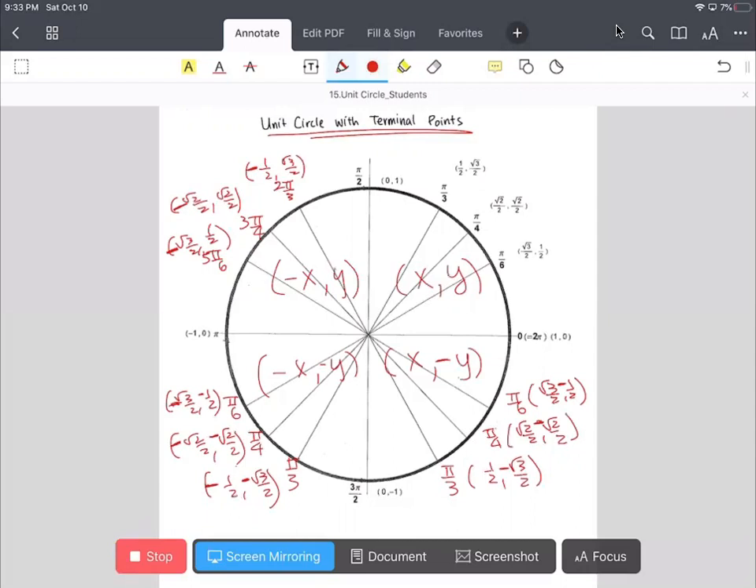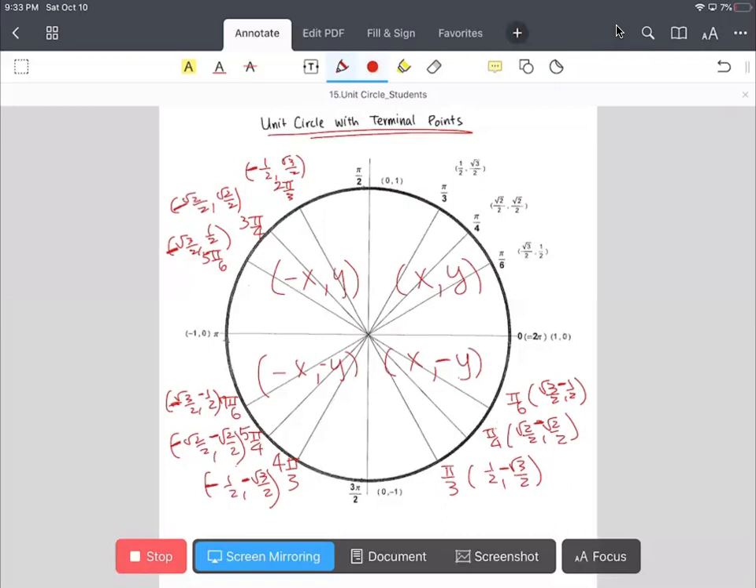Now for the third quadrant, it's pi plus pi over 6, pi plus pi over 4, pi plus pi over 3. So I'm going to do denominator plus 1. It'll be 7 pi over 6, 5 pi over 4, and lastly 3 plus 1 gives you 4, so I'm going to put 4 pi over 3.